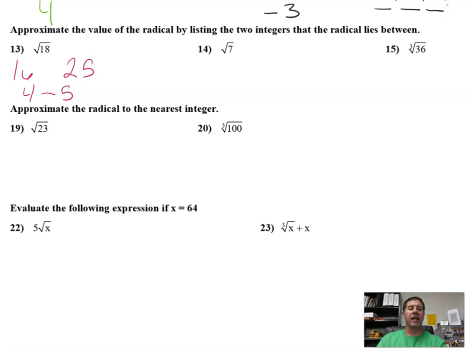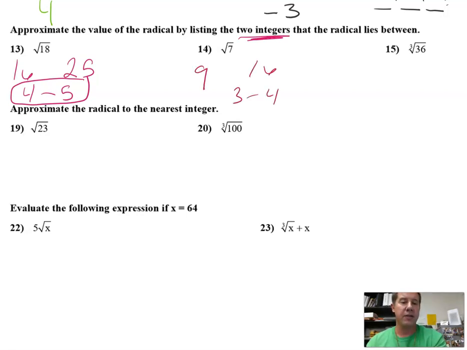And so right now, we're going to work at getting better at estimating how big that number is. But for right now, we just want to approximate the value of the radical by listing the two integers that the radical lies between. So because 18 was between 16 and 25, that is between 4 and 5. All right, same thing on the next one, square root of 7. That one is between 9 and 16, so that would be between 3 and 4.